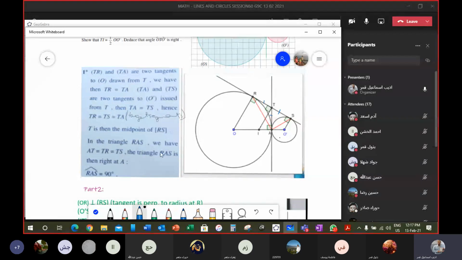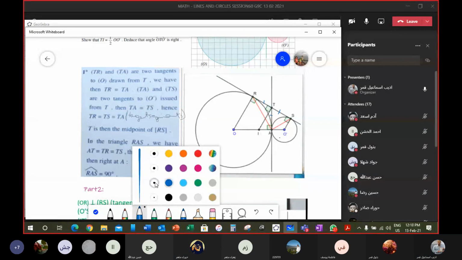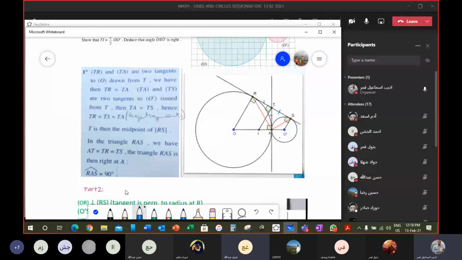It is written here. The triangle RAS is right at A, so angle RAS equals 90 degrees. By what property is this? The median relative to the hypotenuse. Okay, the converse property of the median relative to the hypotenuse. So we write here: converse.